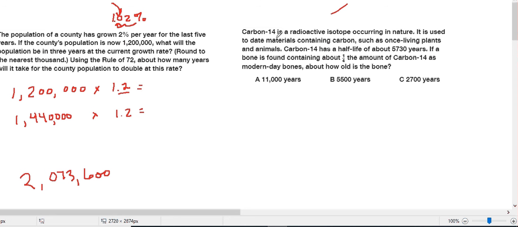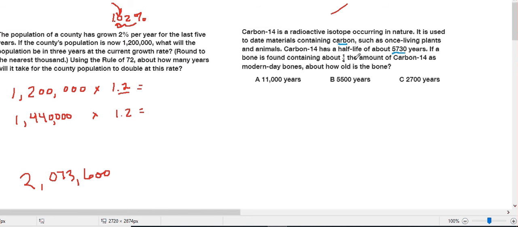Speaking of things I've encountered outside of math class, carbon-14 dating, we have mixed feelings as Christians because of some of the conclusions that are reached using it. It's a flawed dating use. Assumptions are flawed in the use of carbon dating, but for the sake of math here today, let's use carbon-14 as a radioactive isotope occurring in nature. It's used to date materials that have carbon in them, such as once living plants and animals. It has a half-life of 5,730 years, meaning it takes 5,730 years for half of its carbon to disappear.